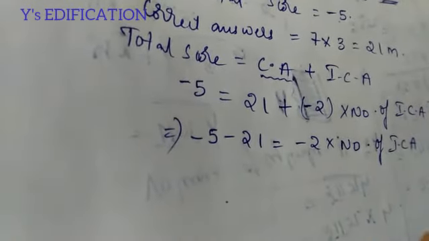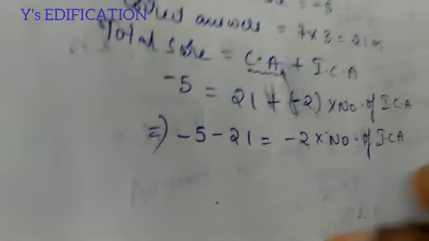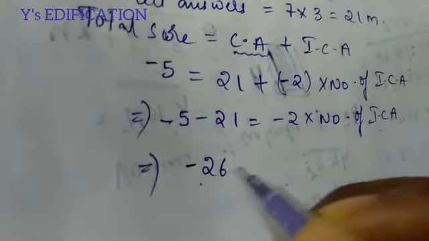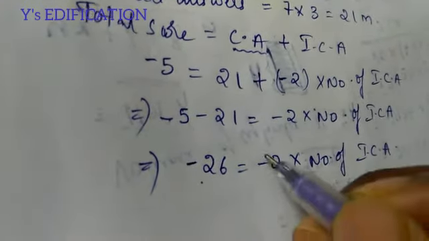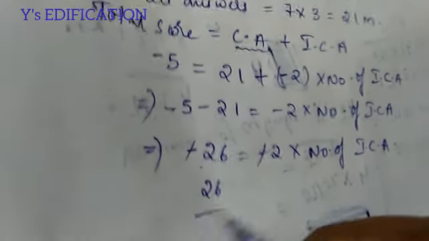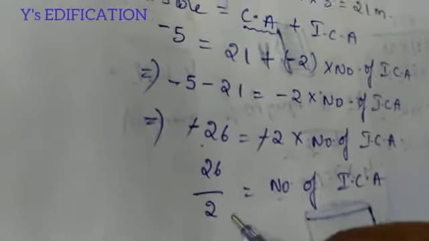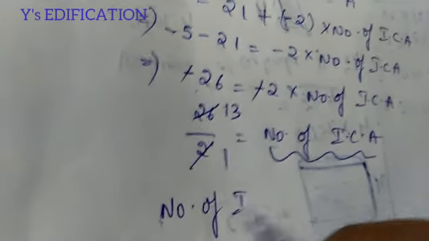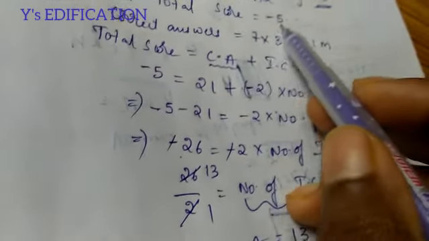I am using a note for these classes, that's why you are able to see the previous page writings. Sorry for that. Minus 5 minus 21 is minus 26, which is equal to minus 2 into number of incorrect answers. Here minus got cancelled and it becomes 26. If we transpose, it becomes division, is equal to number of incorrect answers. So 2 into 13. The number of incorrect answers by Mohini is 13 questions. So Mohini wrote 13 wrong answers and 7 right answers. That's why her score is minus 5.